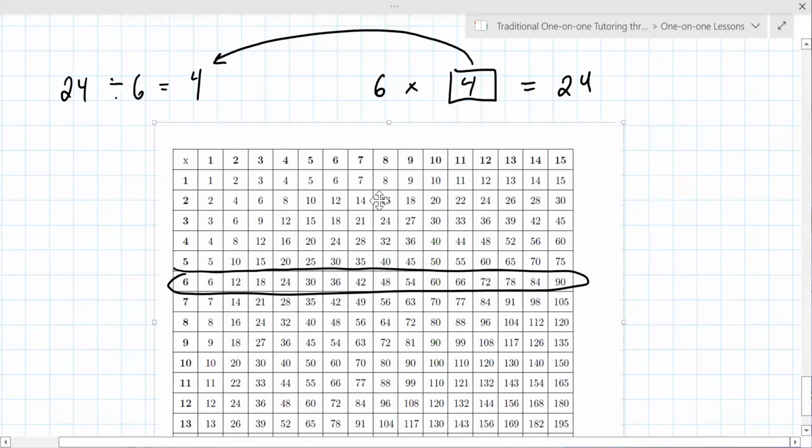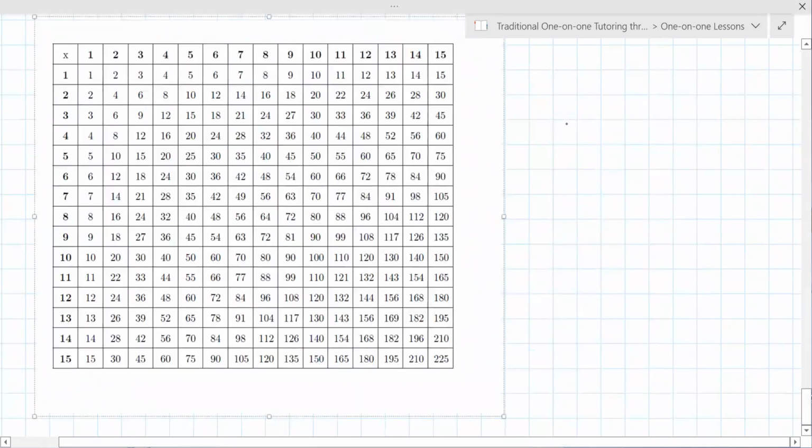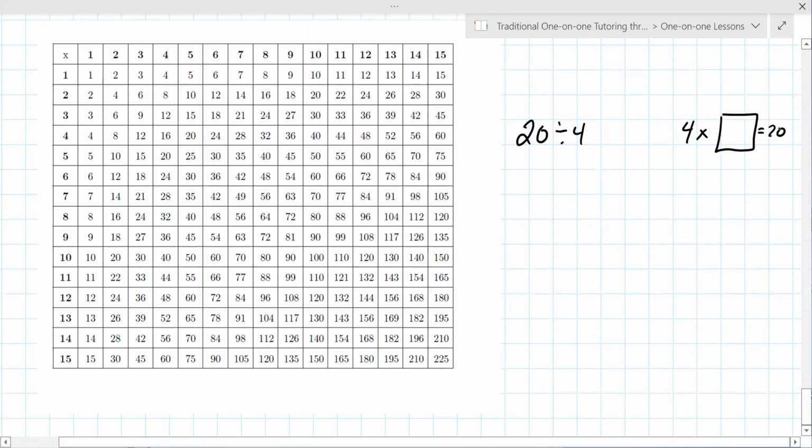Okay, so let's do this again. Let me see if I can do this differently here. Let me put the table in here, and we'll put the problem to the right. 20 divided by 4 is really the same as 4 times some number equals 20. Can you tell me what that number is, please? 5. 5, yes.